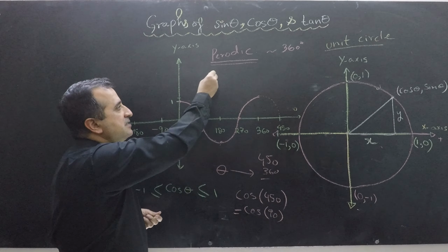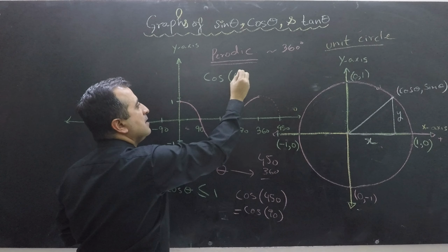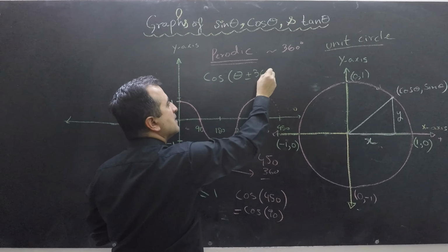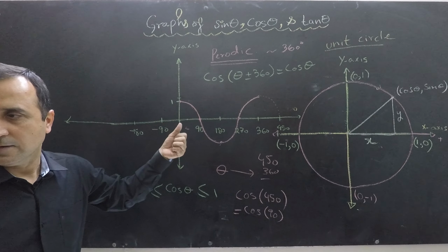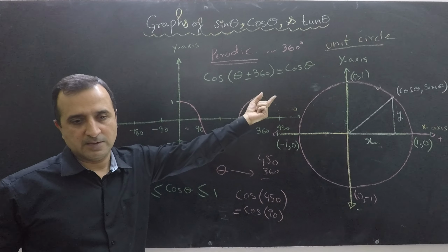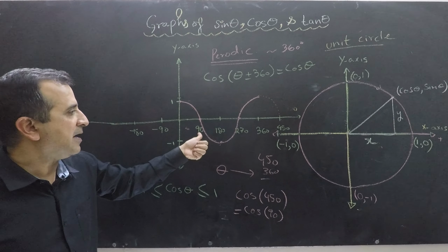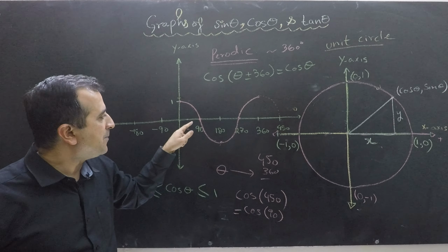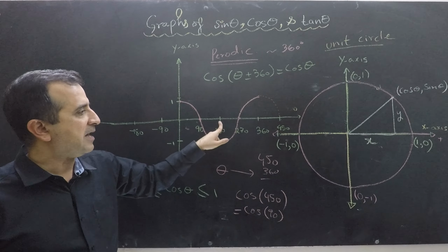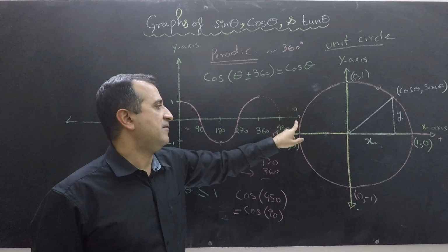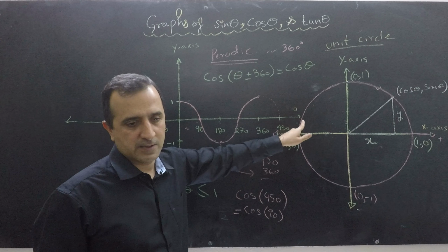So basically, this is one key important note, that cos of theta plus or minus 360 is equal to cos theta. Make sense? Because after 360 degrees, it is repeating itself. That's why if I add 90 plus 360, my answer is 450. So what is happening with 90 will happen on 450. If I add 180 plus 360, my answer is going to be somewhere here, which is 540. So what is happening on 180 will happen on 540. Make sense?